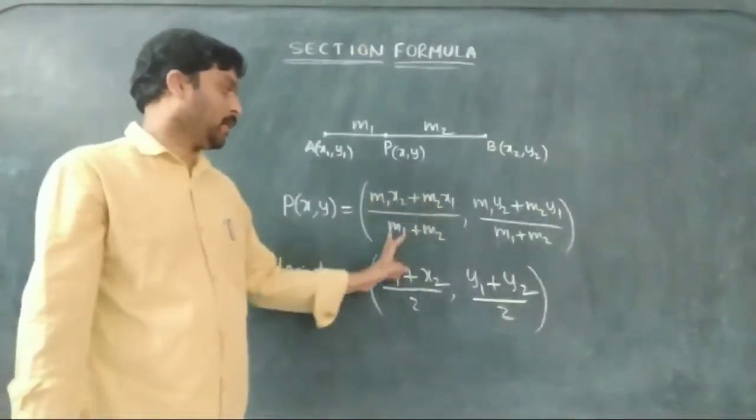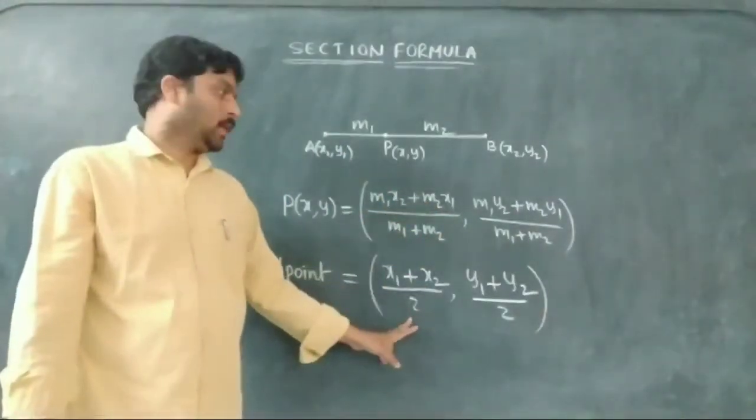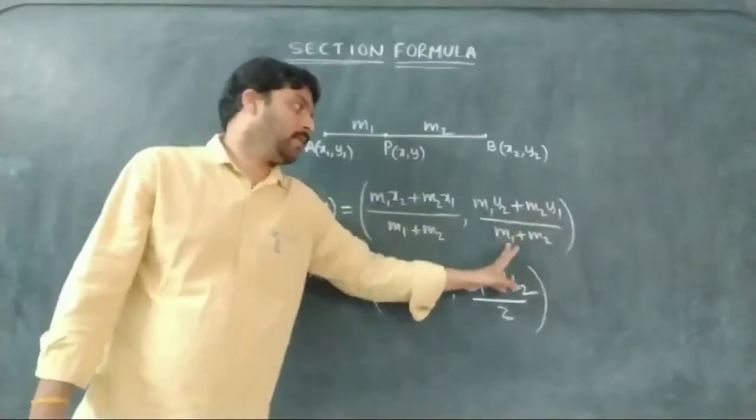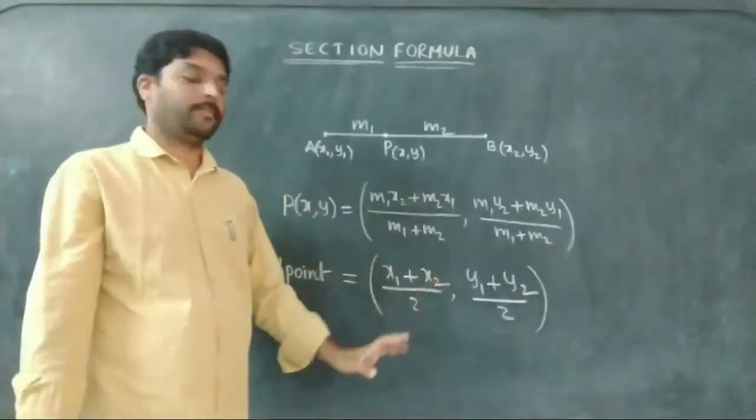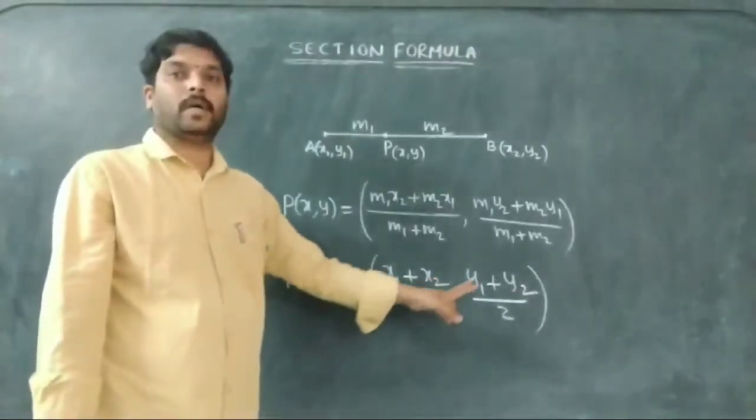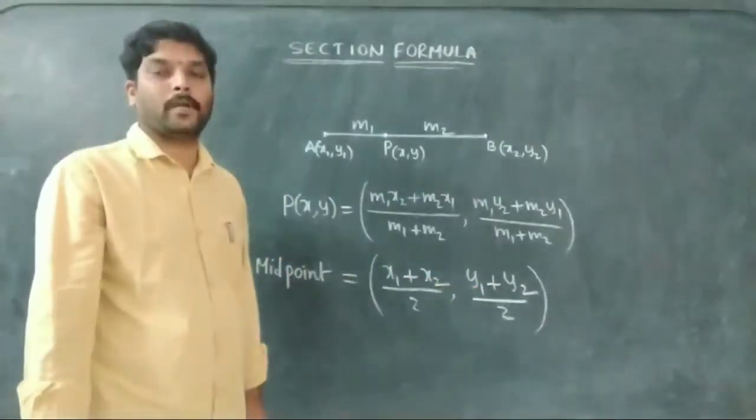Here 1 plus 1 is 2. Here also 1 plus 1 by 1 plus 1. Here 1 plus 1 is 2. But x1, y1, x2, y2 is the same. So (x1 plus x2) by 2, (y1 plus y2) by 2 is the midpoint formula.